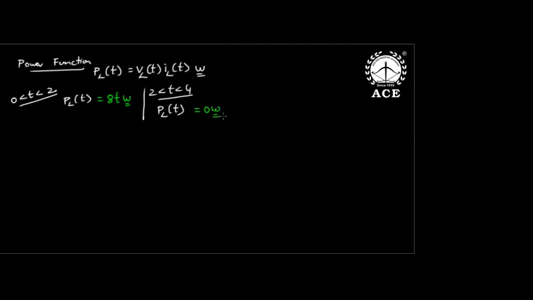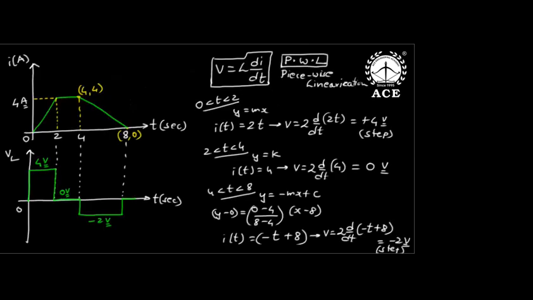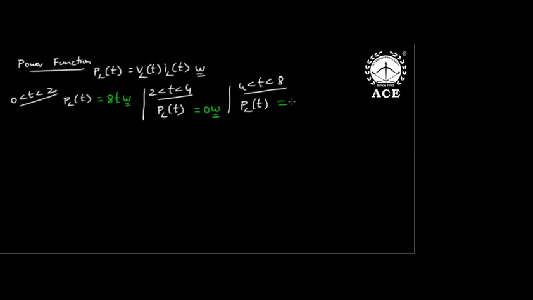Then when you go from the 4th second to the 8th second, what is the power function? The current function is minus t plus 8, but the voltage function is minus 2. So minus 2 into minus t plus 8 is plus 2t minus 16. It is plus 2t minus 16 watts.